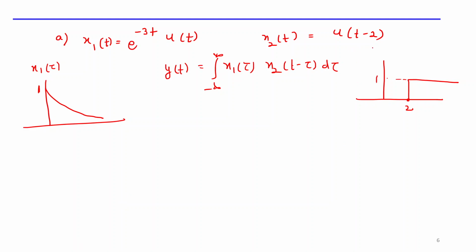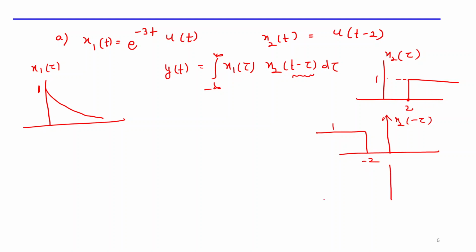You got this, sir, u of t minus 2? So now this is your x2 tau. Now you change it to minus tau, because in that formula we need x2 of t minus tau. So minus tau means this will go from minus 2 to infinity, like this. Now you are adding some t here, as in that formula. So now the signal will be t minus 2 and the height is 1, right? Up to this point you are clear, sir?